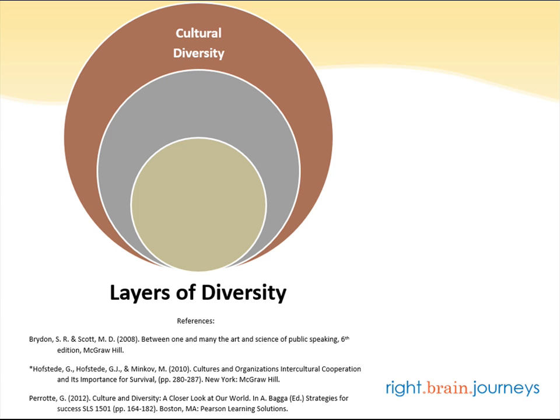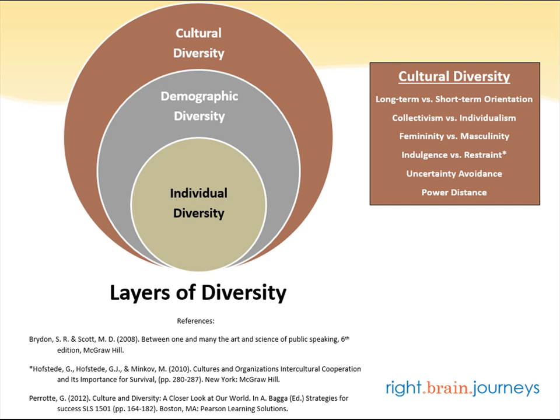The outermost layer is cultural diversity, which influences the other 2 contained within. Second is demographic diversity, which describes shared categories that transcend cultural elements. Finally, at the very core is individual diversity, those elements that make us uniquely ourselves, influenced by, but not bound by, our demographic and cultural diversity. Let's look at each of these layers in more detail.